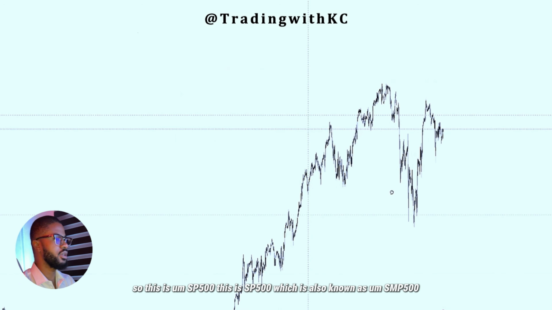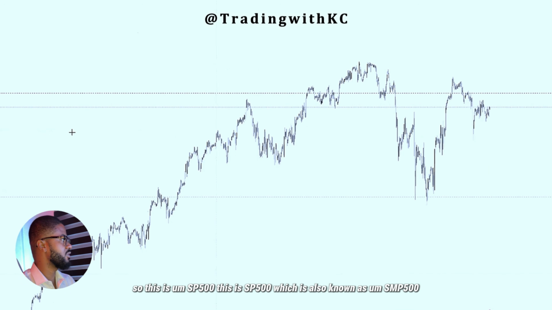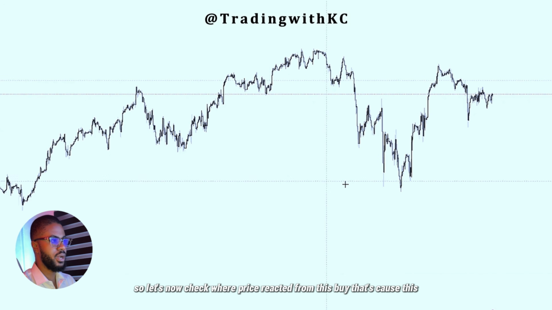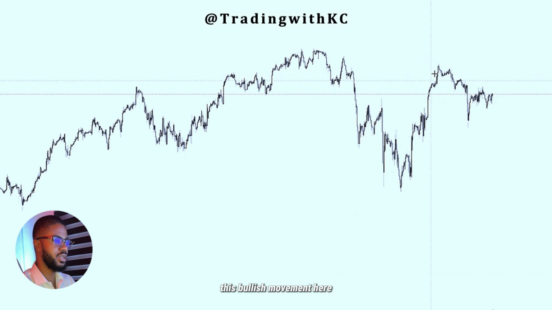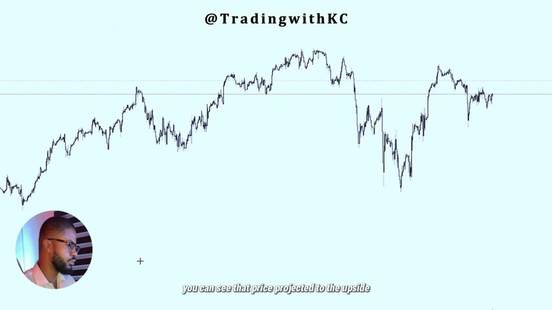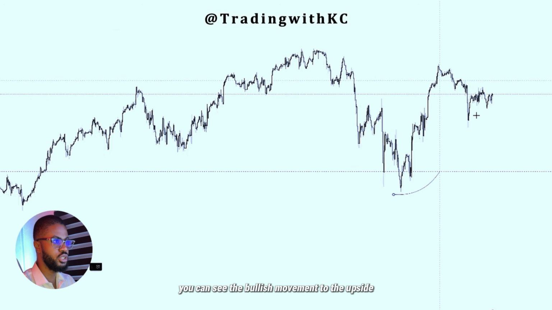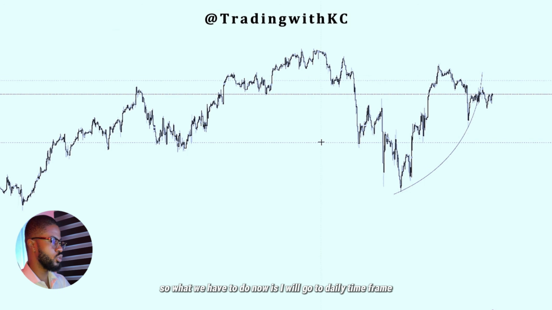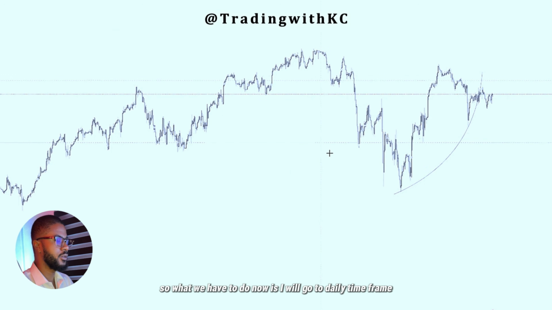So this is S&P 500. Okay, so let's now check where price reacted from this buy that caused this bullish movement here. Let's see the base that caused this impulsive movement in the market. You can see that price projected to the upside. You can see the bullish movement to the upside. So let us check the exact base that led to this bullish movement. What we have to do now is go to the daily time frame.